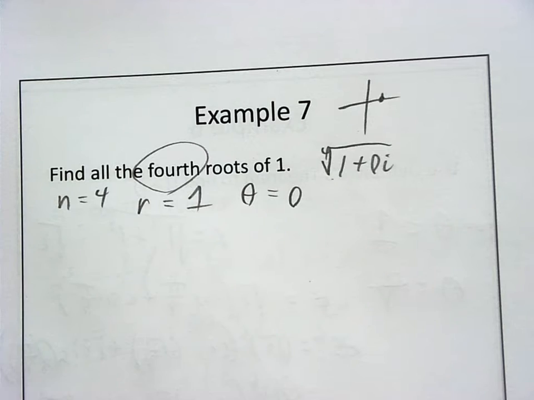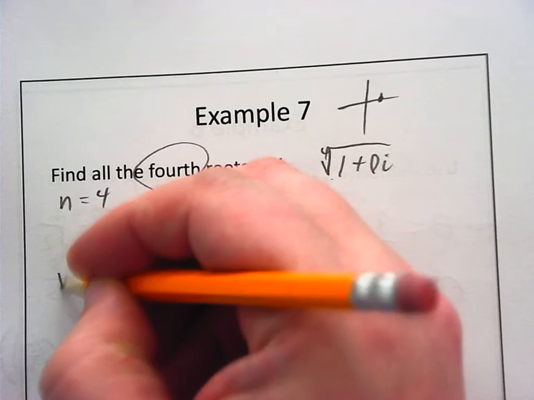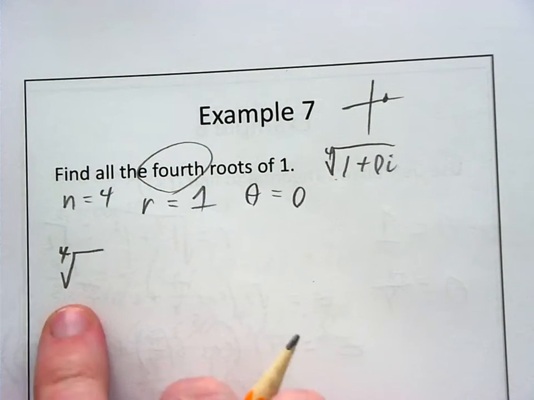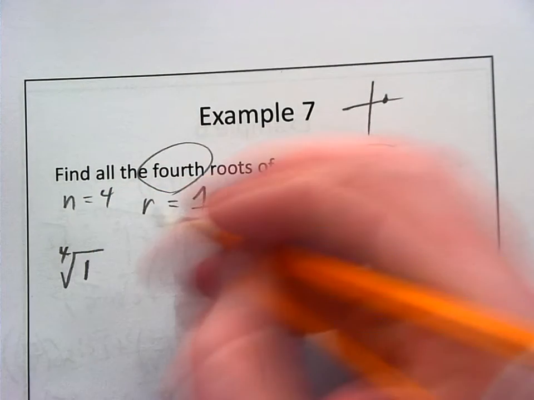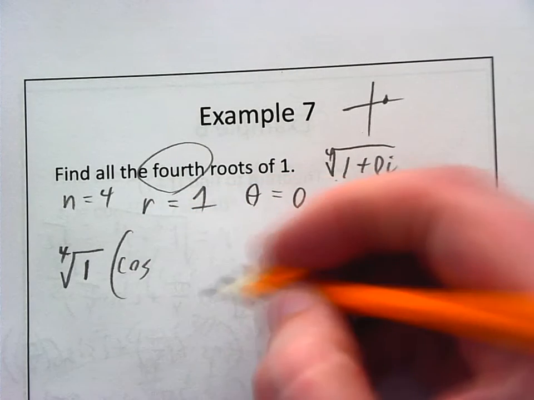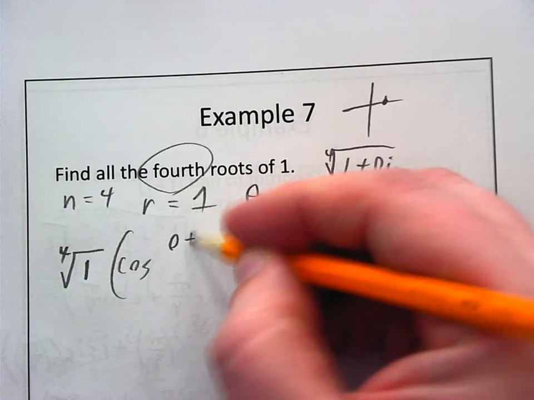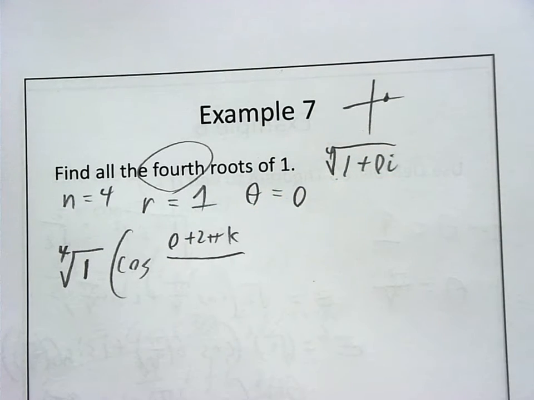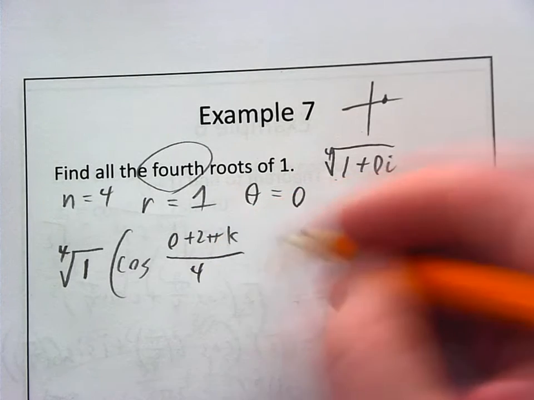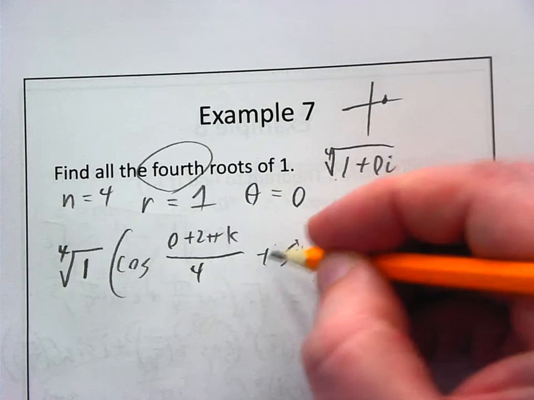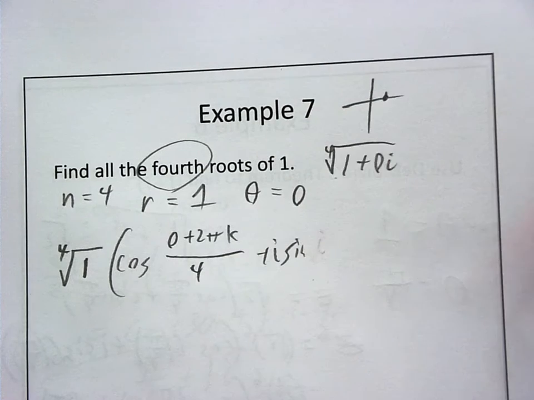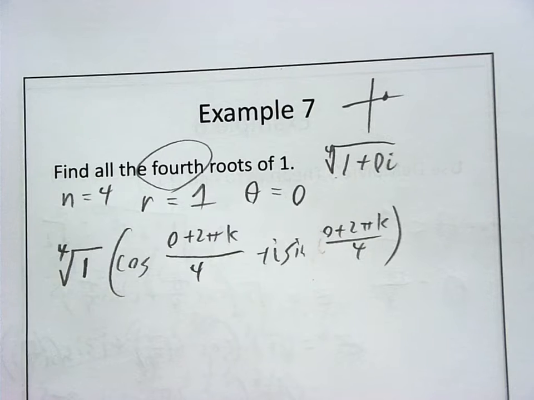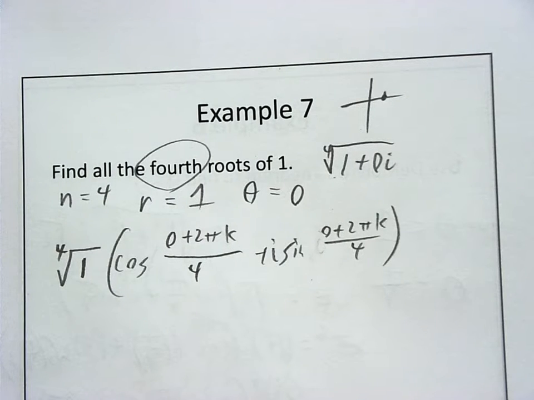Okay? From here, I'm going to use that formula. I'm going to do the fourth root of 1 times cosine. Now, here's the thing that's going to change. It's going to start at 0, and then you're going to add 2 pi k to it and divide by what? 4. And then you're going to do the same thing with sine, with the i out front. It does get fairly easy once you're used to it.